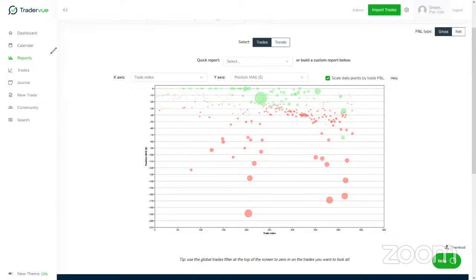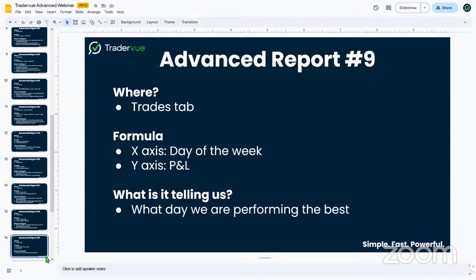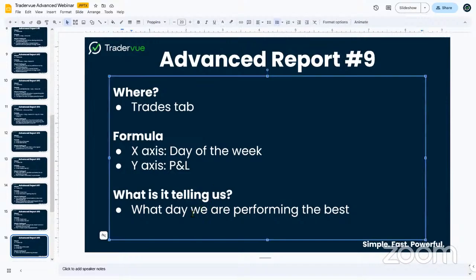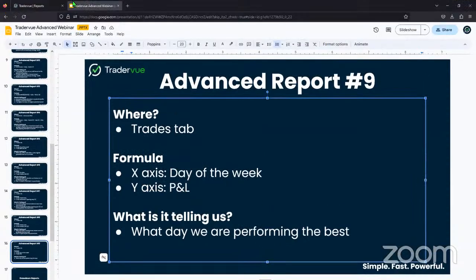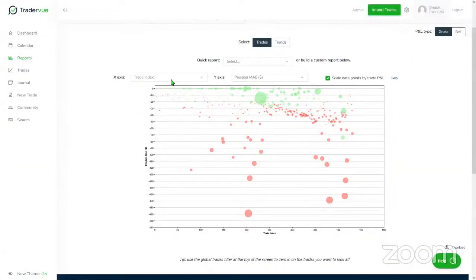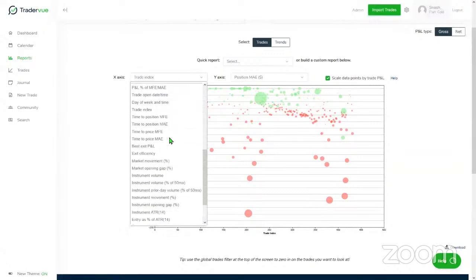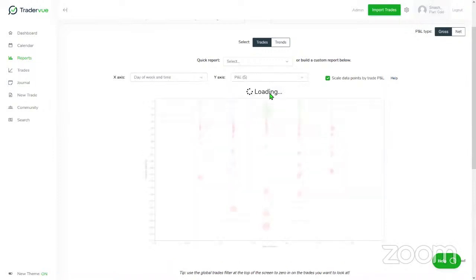So moving forward to day of the week and P&L. Let's see it real quick. Day of the week and P&L, what day we're performing the best. This is a simple one. Day of the week and time, and then we have P&L.